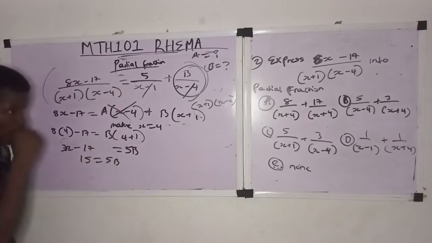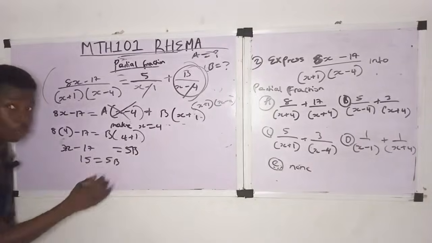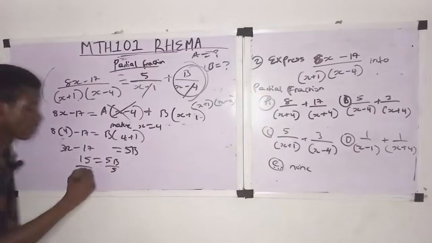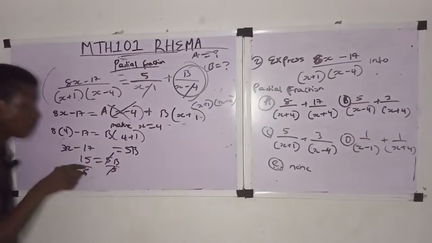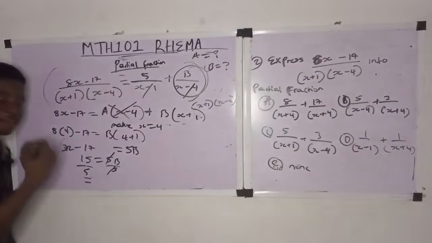What I'm going to do next? I want to make B small, divide both sides by 5. So I'll cancel this. Therefore, 15 divided by 5 is what? 3.